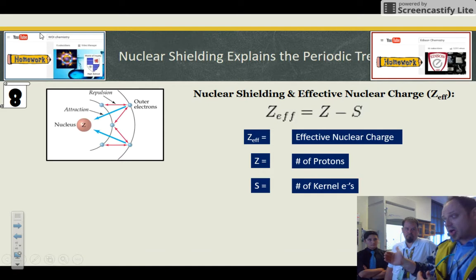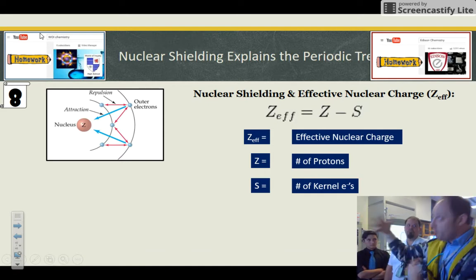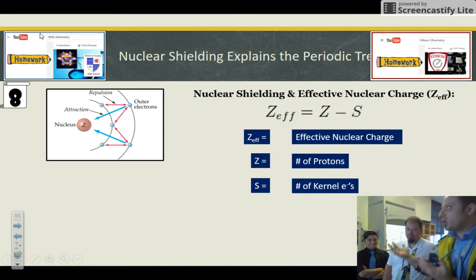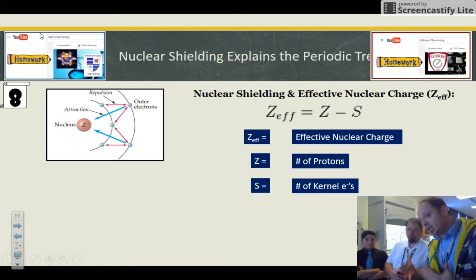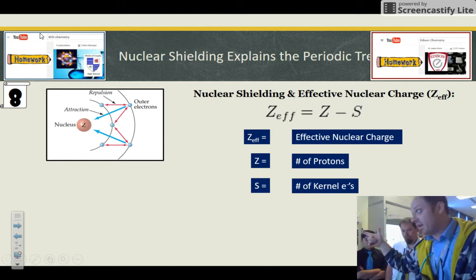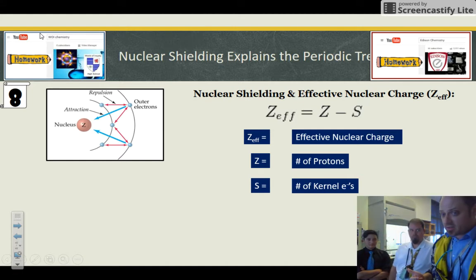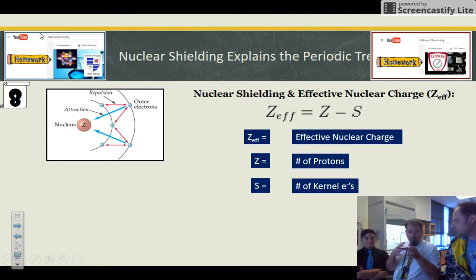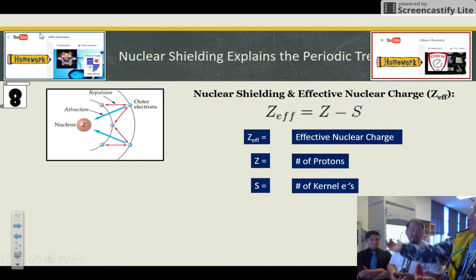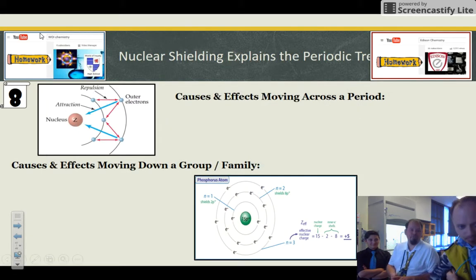So the nucleus, again, is talking to the outer electrons and saying, you feeling me, bruh? And all the kernel electrons are in the way, running interference, shielding the outer valence electrons from the nucleus. And so let's see how it all works out. So basically, in other words, it doesn't matter how many positive magnets we get in the middle. If we have a ton of interference between them and the outside, maybe not. We not feeling you, bruh. So causes and effects.